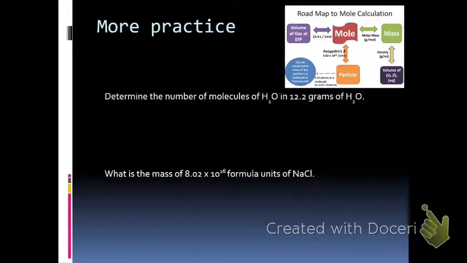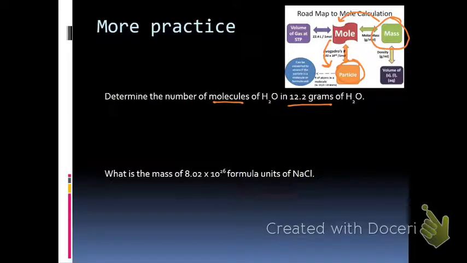All right, so now we're going to move more into multi-step problems or conversions. Determine the number of molecules of H2O in 12.2 grams of H2O. So we are starting at grams or mass of H2O, right? So on our roadmap, we would be starting here, at mass, 12.2 grams, and then we're going to get to the number of molecules, which is particles, right? So actually, it's going to take 2 steps here and here.